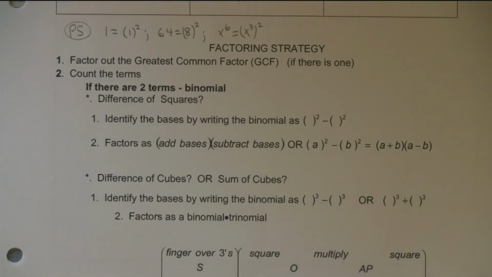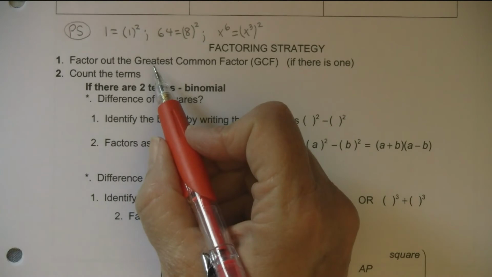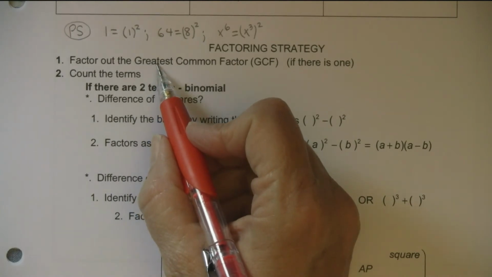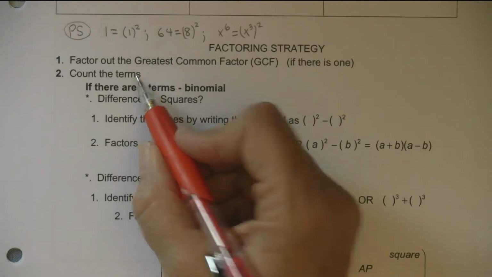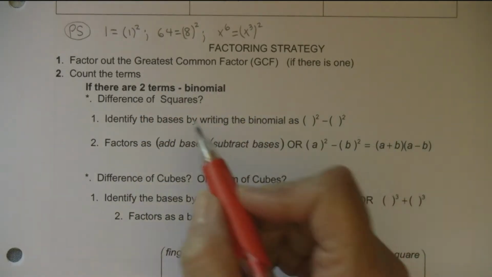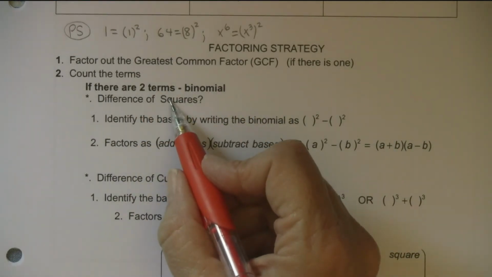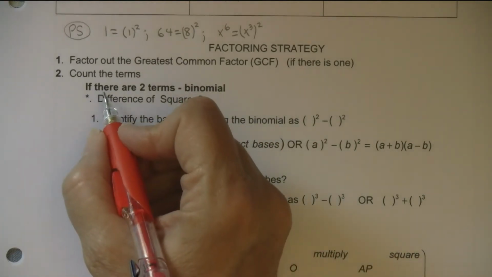Factoring is the F word of beginning algebra. Fractions are the F word of arithmetic, and functions are the F word of intermediate algebra. We're going to do functions this semester as well. So the first step in factoring is to factor out the greatest common factor. That's every time. Then you count the terms and you ask yourself, is it a difference of squares? And if it's a difference of squares, then this is how you factor it.